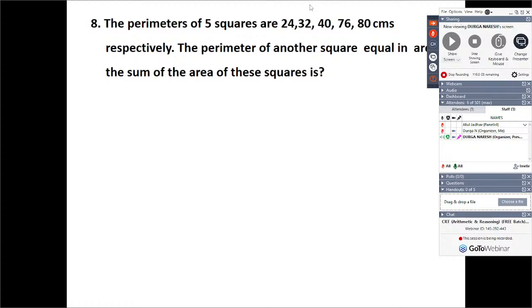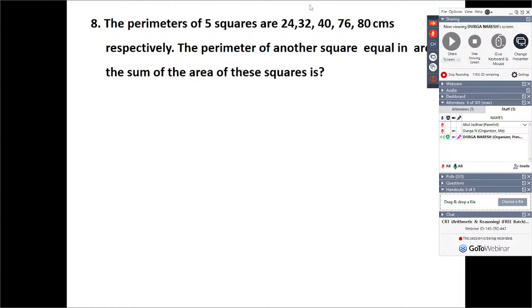The perimeter of the first square is 24. Nothing but 4A is 24, so automatically A, the side, is equal to 6. 6 is the side of the first square. The second perimeter is 32, nothing but 4B is equal to 32, so B is equal to 8. 8 is the side of the second square. And 4C is equal to 40, so C is equal to 10. Nothing but 10 is the side of the third square, like that.